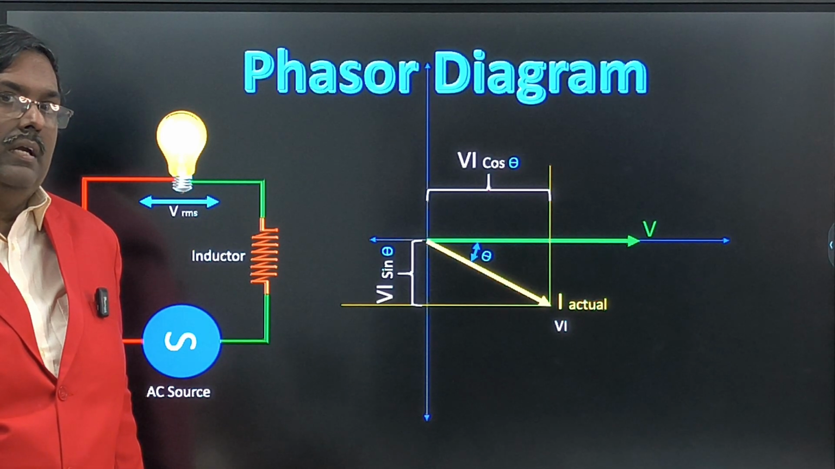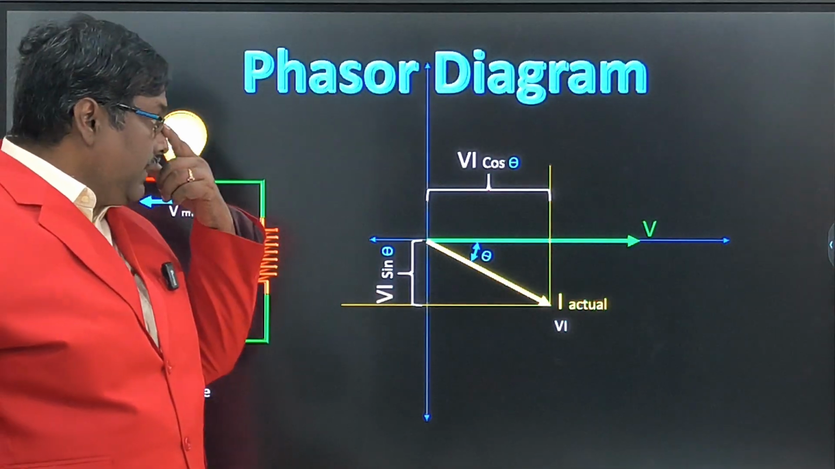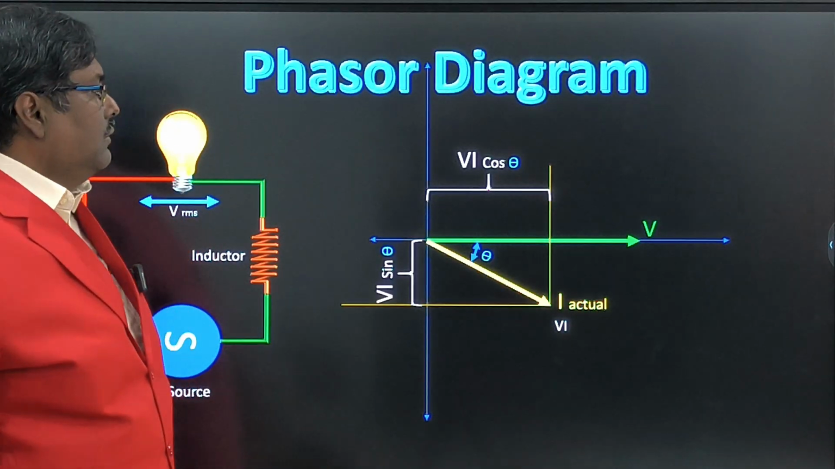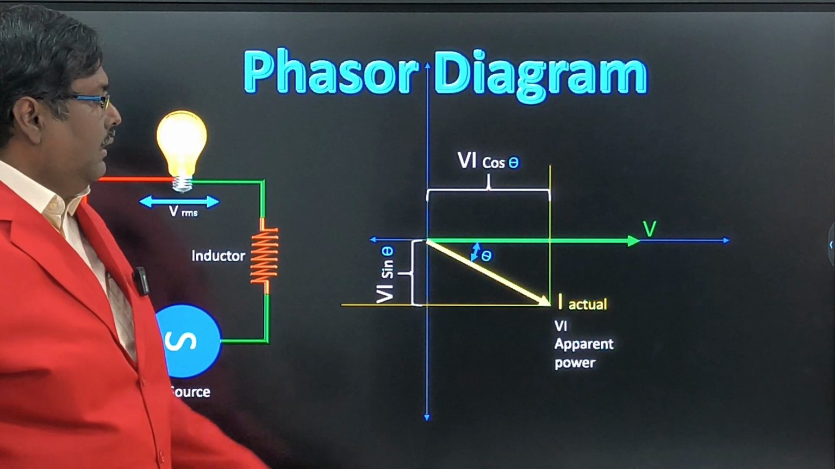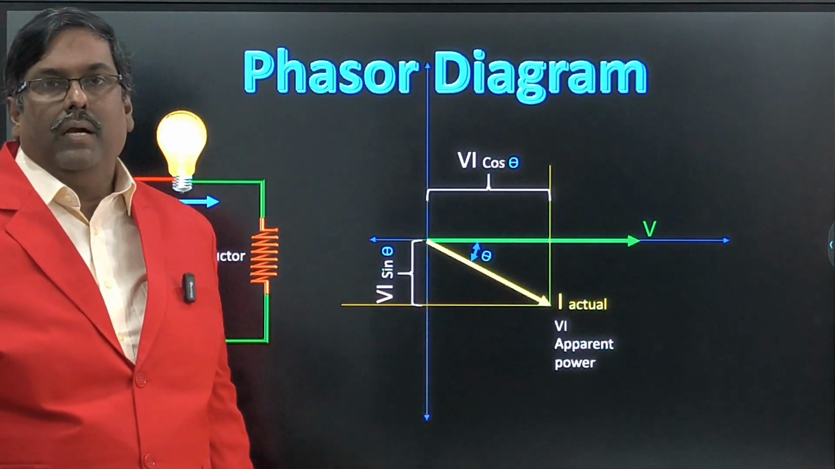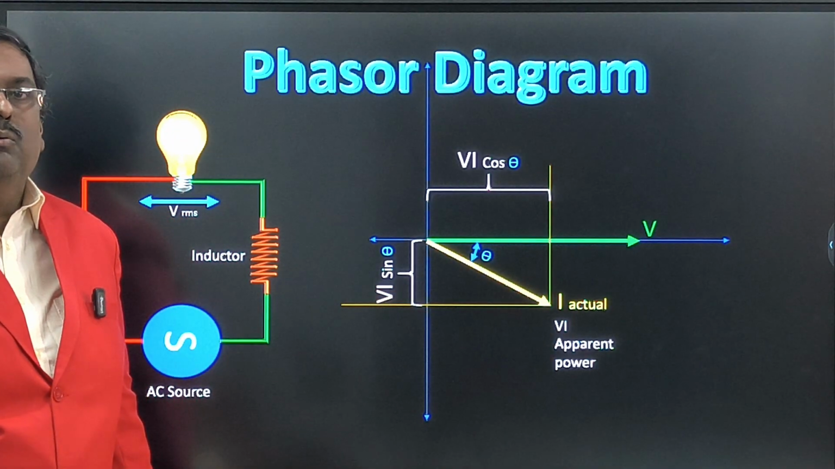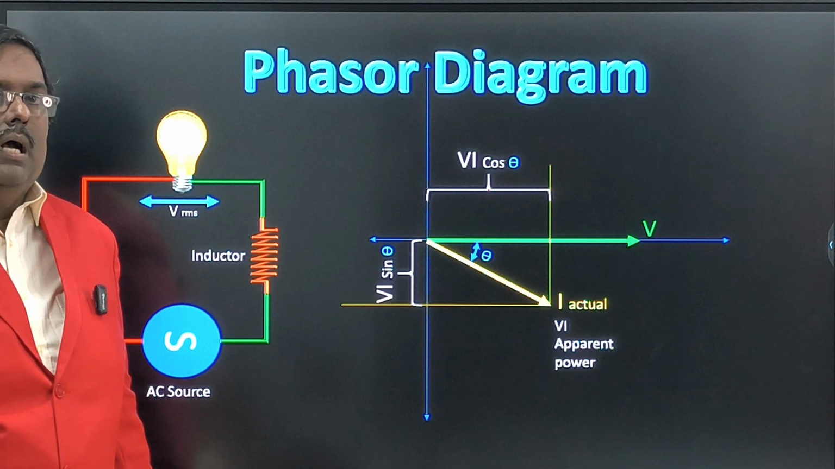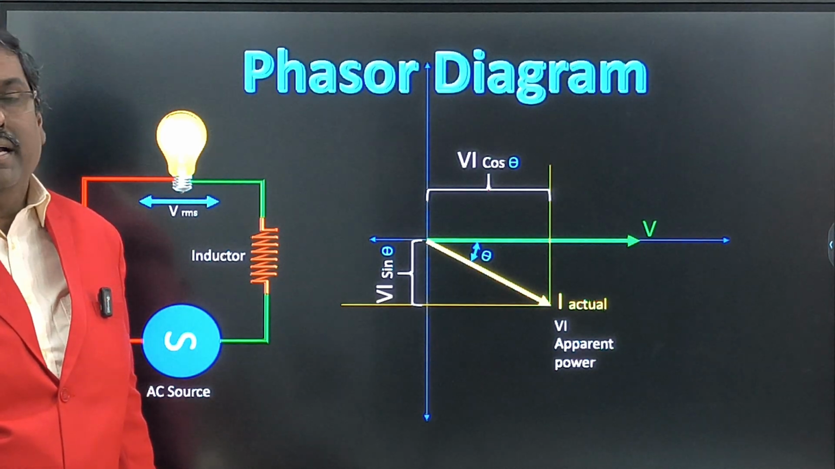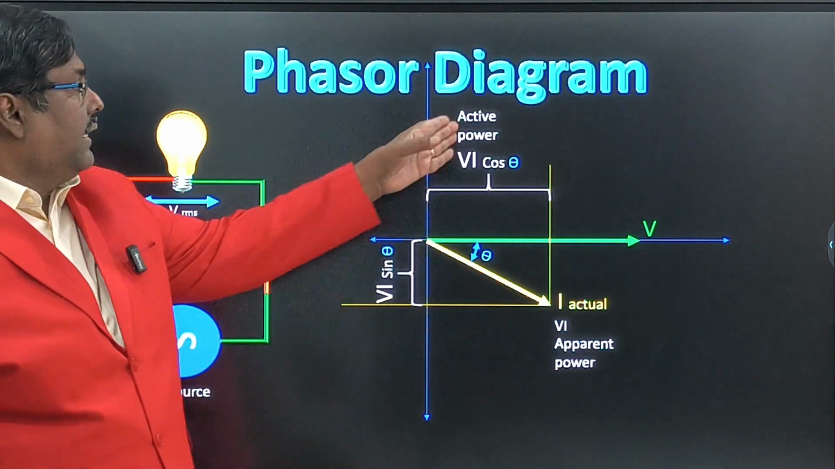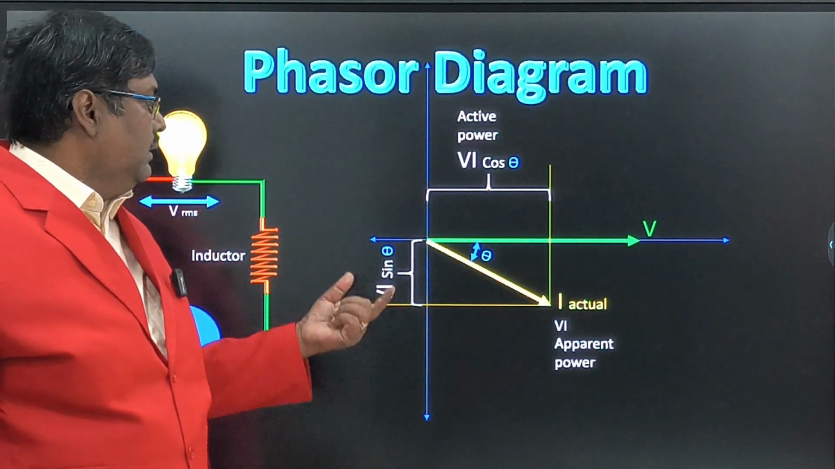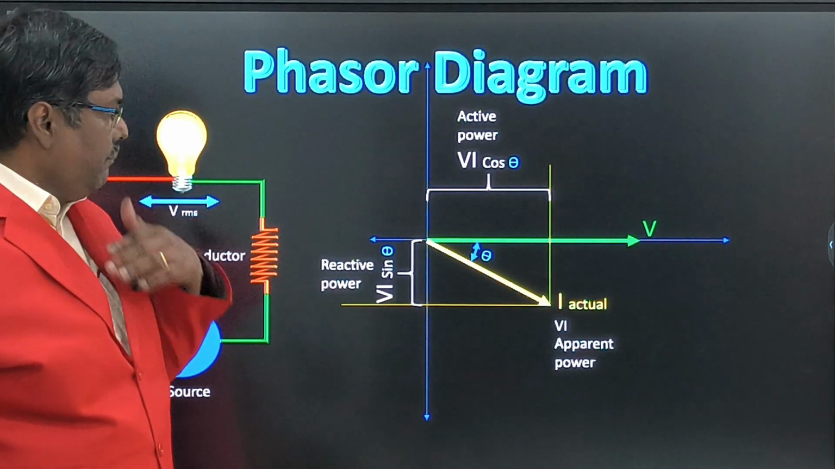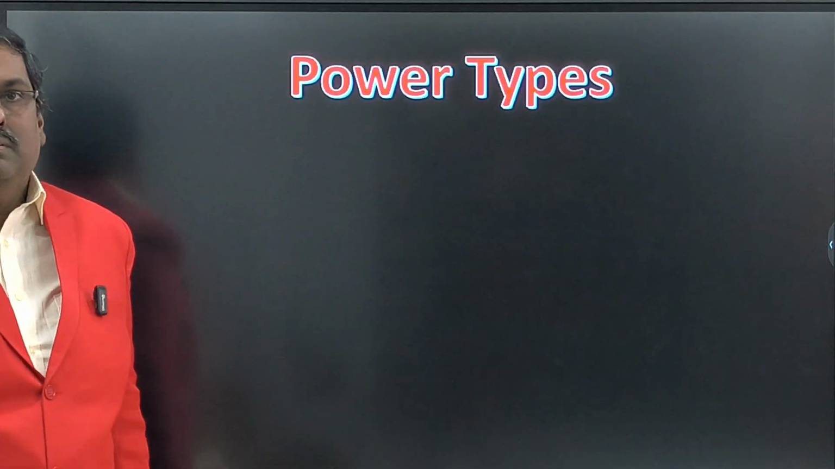Don't get confused. A lot of theory says some statements, it may confuse you, but this is the basic. Okay. So now what I am going to do, this is called apparent power. Apparent power is called actual power. I will tell you what are the terms we are using for these three powers: apparent power, reactive power, and active power. So this is active power, which is going to do the work, and this is reactive power, which is returned back to the source. Okay. So now power types, three types.